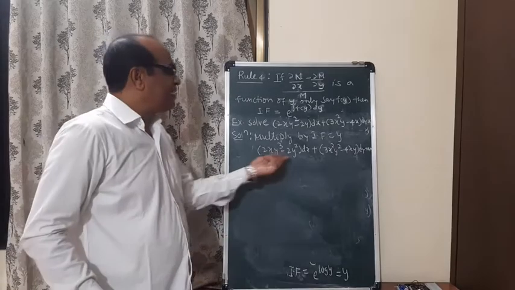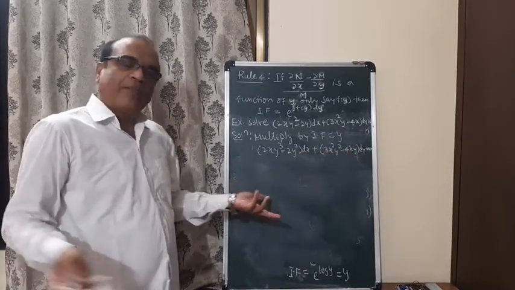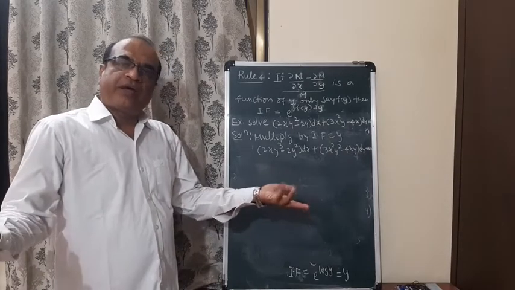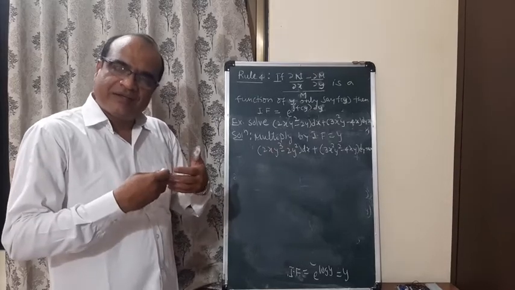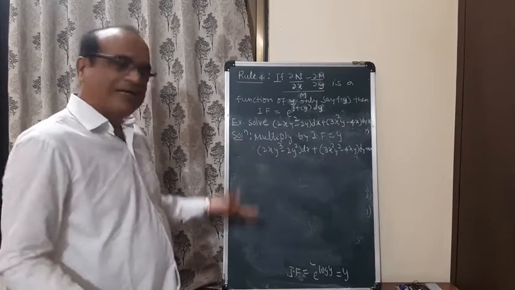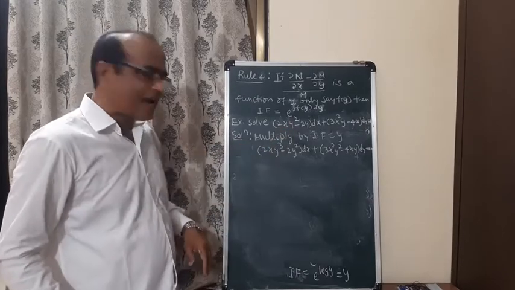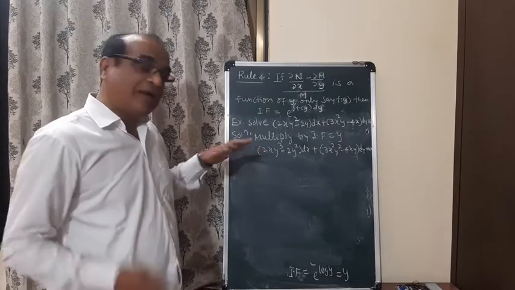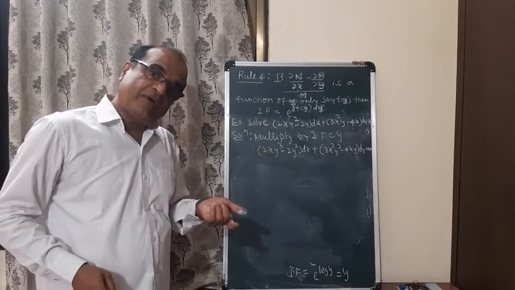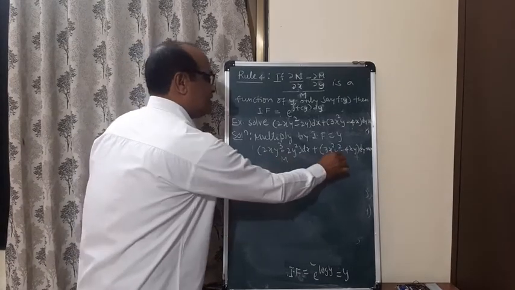So you can check whether it is an exact differential equation by obtaining ∂M/∂y and ∂N/∂x. If ∂M/∂y is equal to ∂N/∂x, then this equation is exact, but it is not necessary here. Okay, so this is an exact differential equation. Then what is the method of solving it? So this is M, this is N.